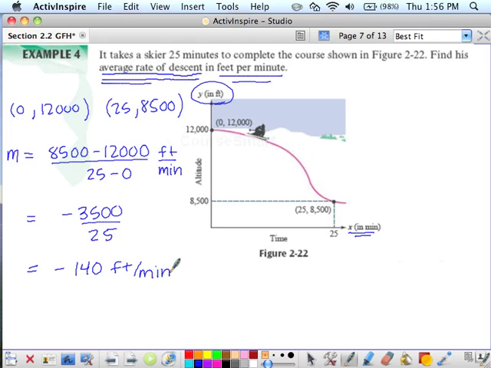So this skier, his average rate of descent, it's descent because he's coming down the mountain. His altitude is getting less as he goes on. And that's also why it's negative, because if we model this way, it would have a negative slope. He's going down the mountain. So his average rate of descent is 140 feet per minute, and the negative sign is used to indicate that he is descending.